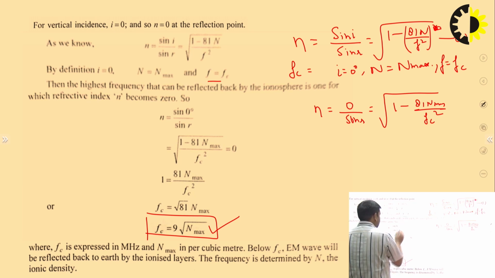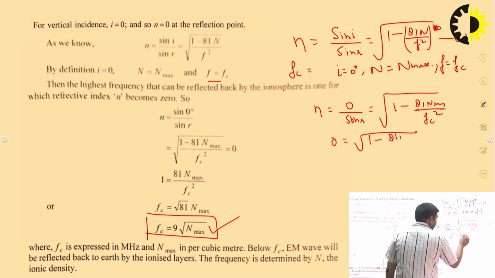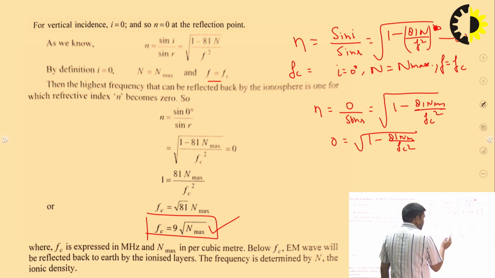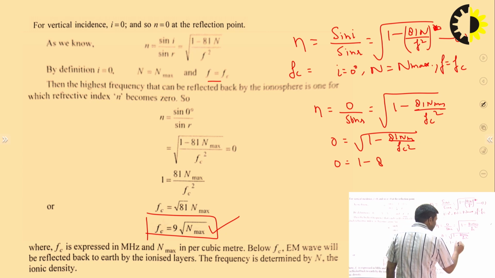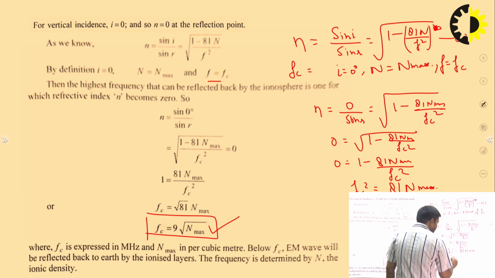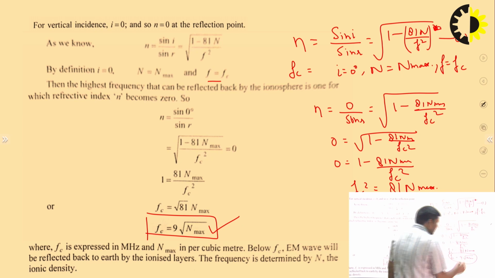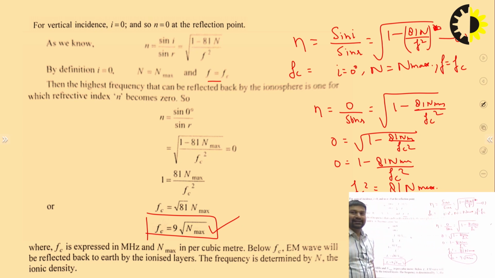So we put it, that means 0 is equal to the square root of 1 minus 81 n max upon fc square. To remove the square root, we square on both sides. So 0 is equal to 1 minus 81 n max upon fc square. So fc square is equal to 81 n max. So fc is equal to 9 times the square root of n max. This is a very important formula to find the critical frequency of any ionosphere layer.